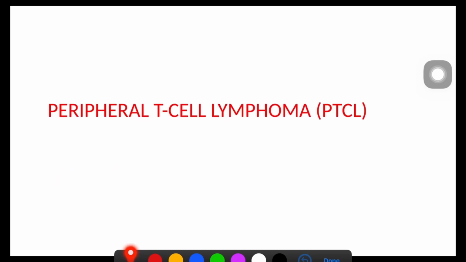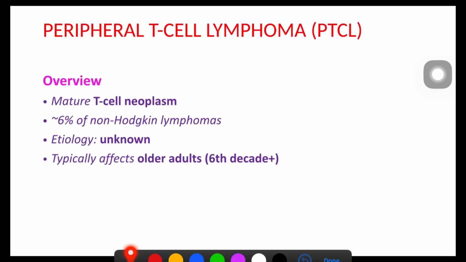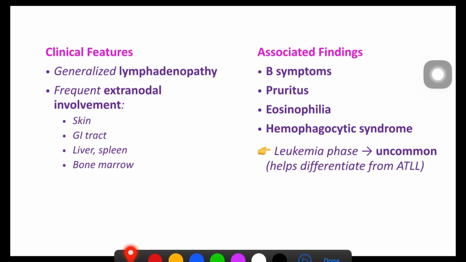So let's see peripheral T-cell lymphoma, PTCL. It is a mature T-cell neoplasm. 6% of all non-Hodgkin's lymphomas are of this type. Unknown etiology and typically affects older patients. Generalized lymphadenopathy and frequently extranodal involvement like skin, GI tract, liver, spleen and bone marrow is there, associated with symptoms along with pruritus, eosinophilia and hemophagocytic syndrome. So leukemia phase is uncommon, so it is helping us to differentiate it from ATLL.